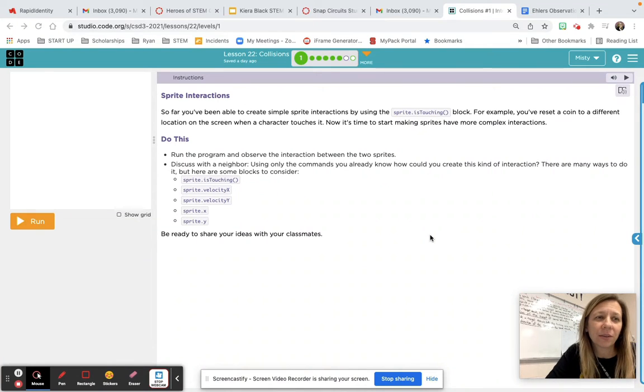Hi, this is Mrs. Guthrie, and this is Code.org Computer Science Discovery Unit 3, Lesson 22, Collisions. In this particular lesson, we're going to learn about different types of collisions where two sprites touch each other.